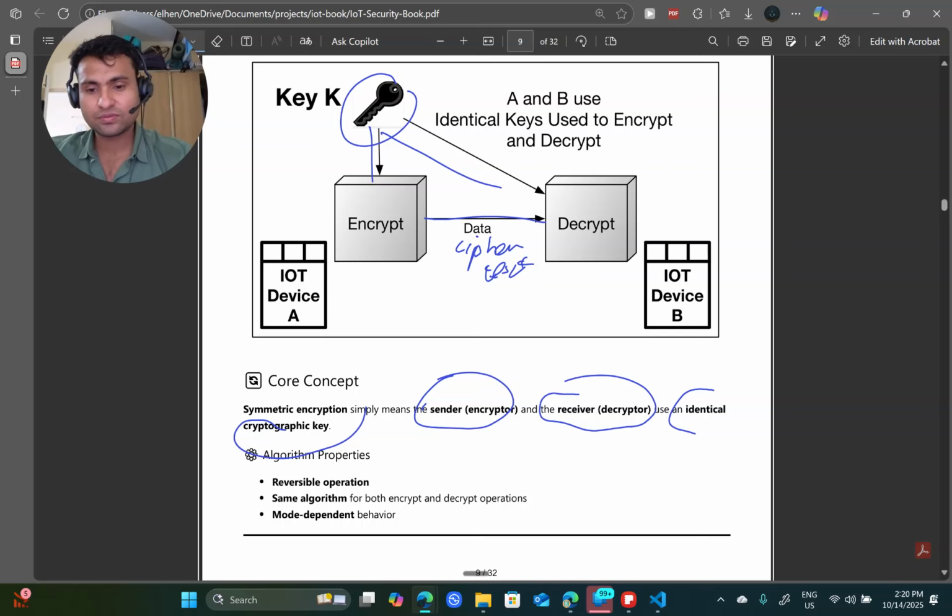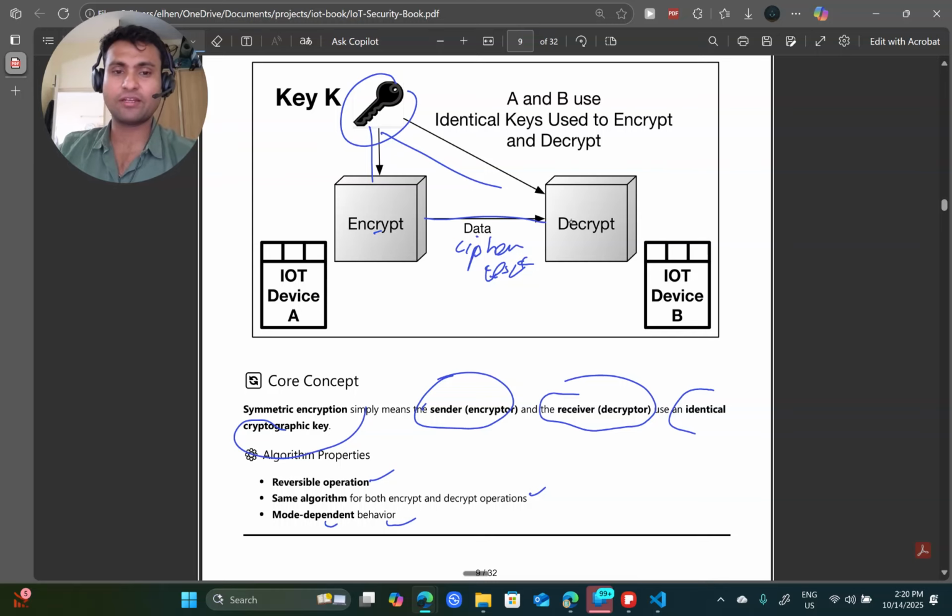Some of the important properties of symmetric encryption are that it's a reversible operation, the same algorithm is used for both the encryption and decryption process, and it has mode dependent behavior. Mode dependent behavior means that whether we are in encrypt mode or decrypt mode, the algorithm will change. It will use the same key, but how we do the reverse operation will change.